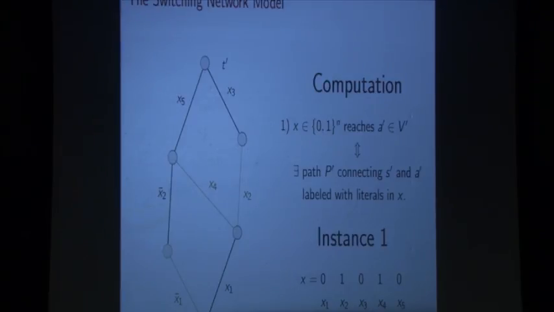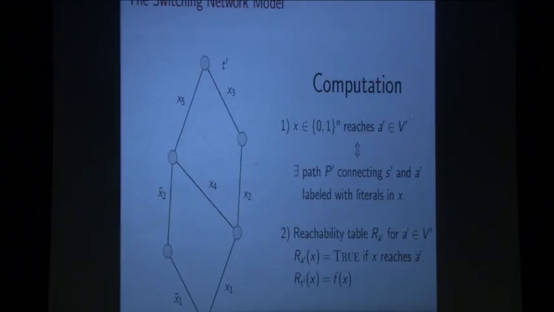Okay, so here's one example. Let me show you another example just to make sure you get it. For example, in this instance, you keep all the edges that agree with the input and discard all the edges that don't agree. And since there's a path connecting the source node and the sink node, this instance is accepted by the switching network. That's all I want to say. Okay, good.